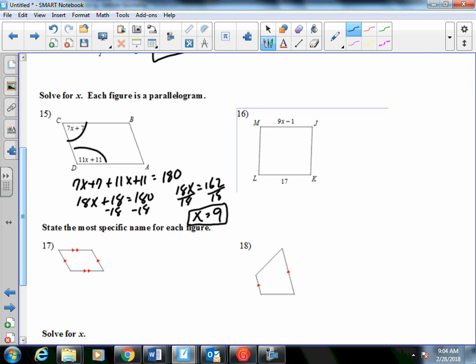So 9. All right, 16. Same rule as before. You've got a parallelogram. We're looking at opposite sides, so they have to be equal to each other. So 9x minus 1 has to equal 17. Add 1 to both sides. 9x equals 18, and divide by 9. Our x is going to be 2.